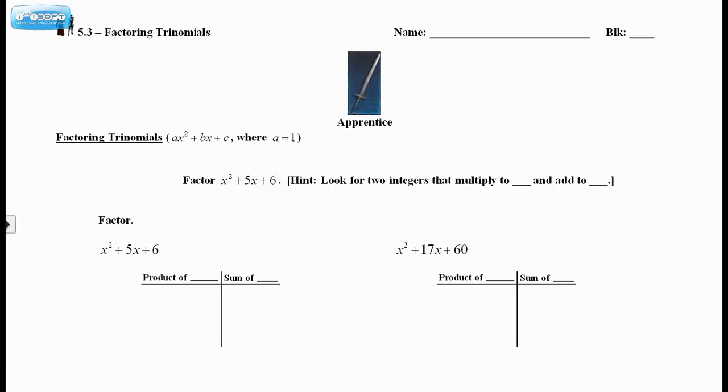Chapter 5, Section 3, Factoring Trinomials. Before we actually get into the factoring bit, just want to do a quick recap on something that we would have seen before.